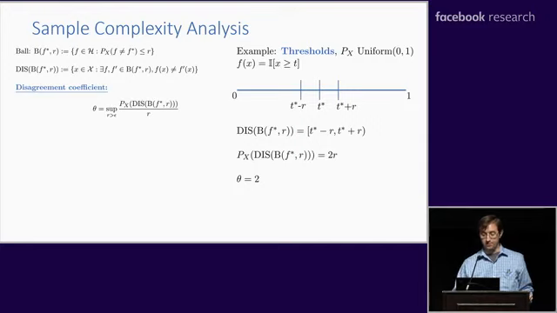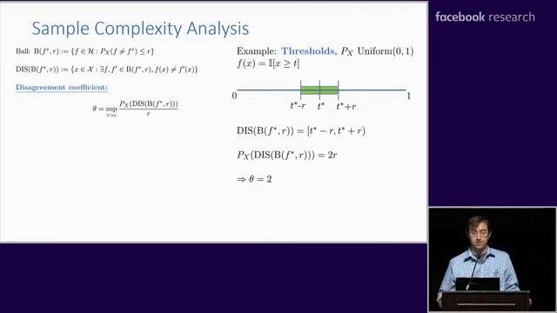It's the set of classifiers that have their threshold between t star minus r and t star plus r. Okay, and then the region of disagreement of that set of classifiers is just that same segment. The probability mass there is 2r, divide by r, so the disagreement coefficient is 2. So for thresholds, under this uniform distribution, the disagreement coefficient is just 2.